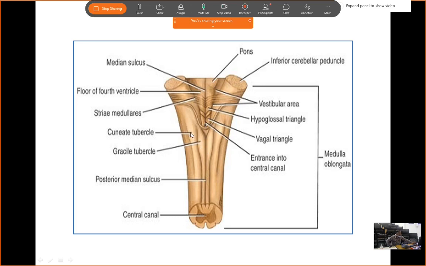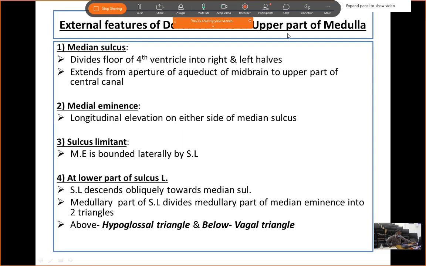Then lateral or ventral to this cuneate tubercle, there is another elevation. Here it is not so prominent, but in an actual specimen you can see that elevation, called the tuber cinereum. Now in the upper part, the lower or closed part of the medulla oblongata ends, or opens, into the fourth ventricle. Here it opens into the fourth ventricle. So this is our closed part of the medulla oblongata.